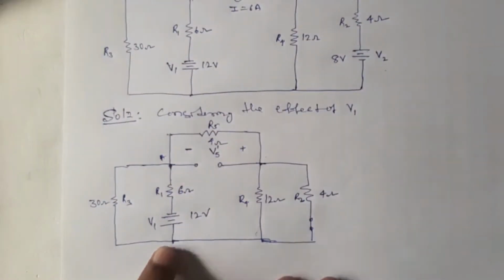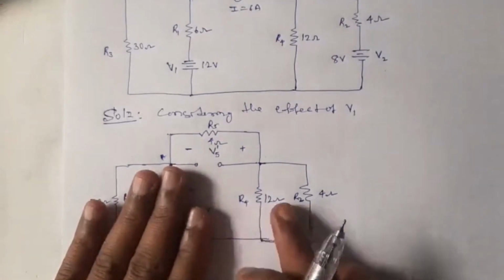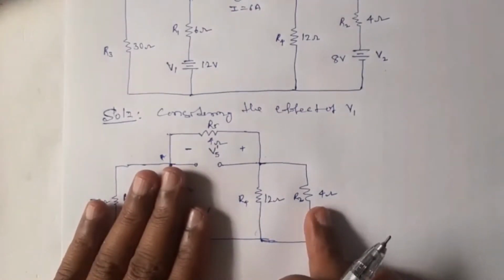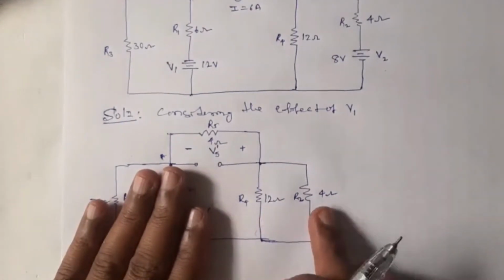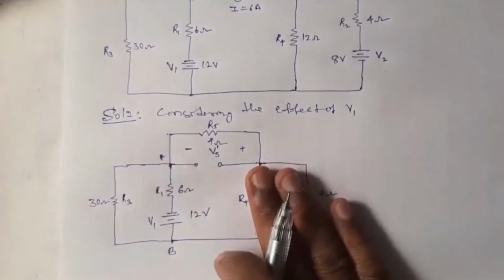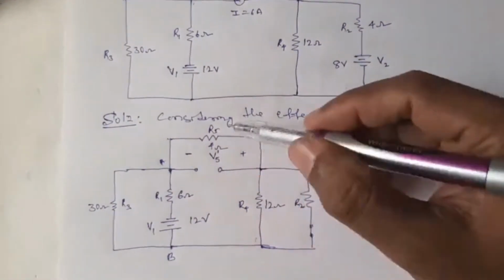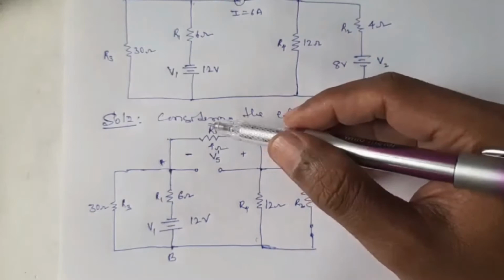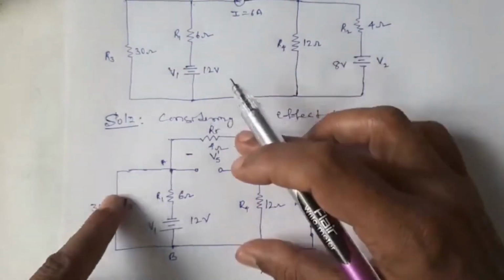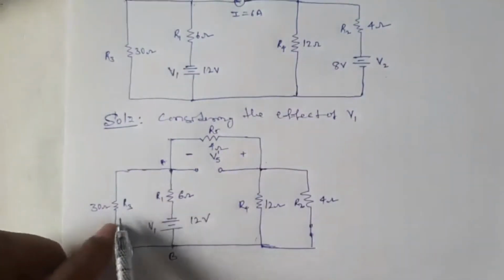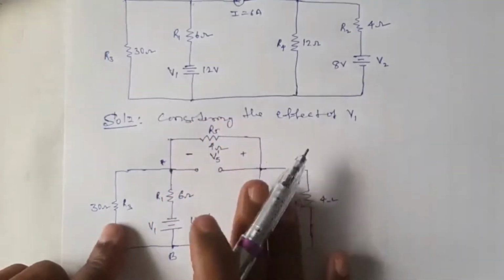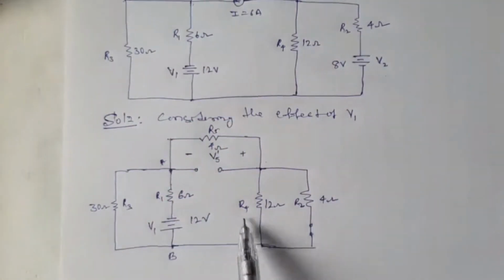Okay, so if you see, dear students, these 2 resistances are in parallel. It's very simple. 12 ohm and 4 ohm are in parallel. This parallel combination will come in series with this R5. And later, this and this both will be in parallel, meaning this R3 and this whole combination will be in parallel. I repeat, R4 and R2 in parallel.